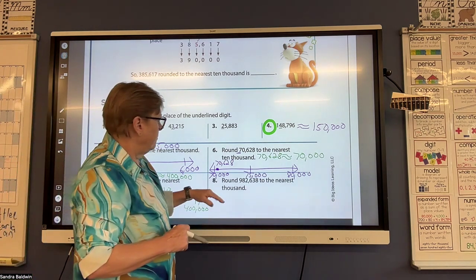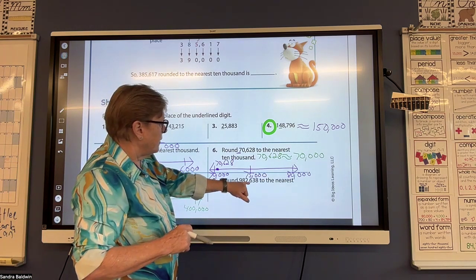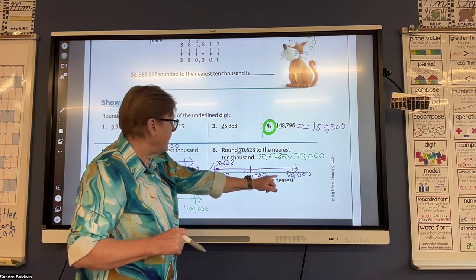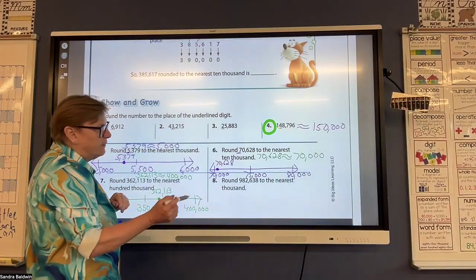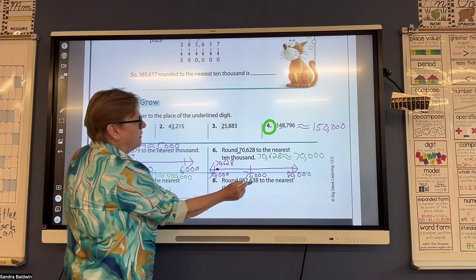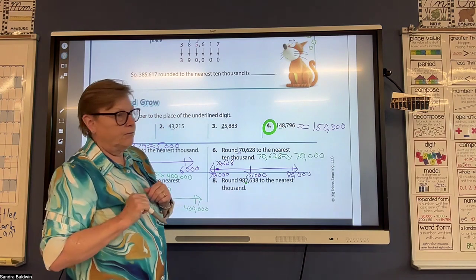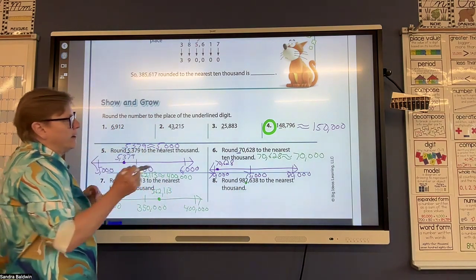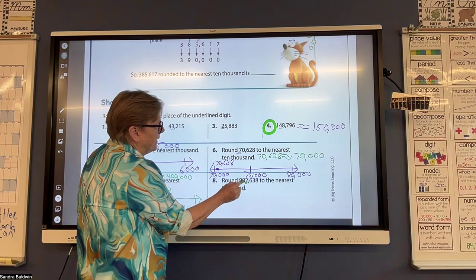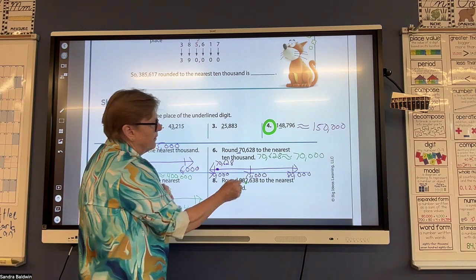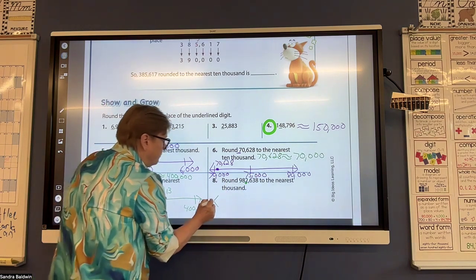Number 8, we're going to round 982,638 to the nearest thousand. So now I have to see, well, what digit is the thousands? Ones, tens, hundreds, thousands. We're talking about 2. So I know that this is going to be between 982,000 and 983,000. I'll make my number line.